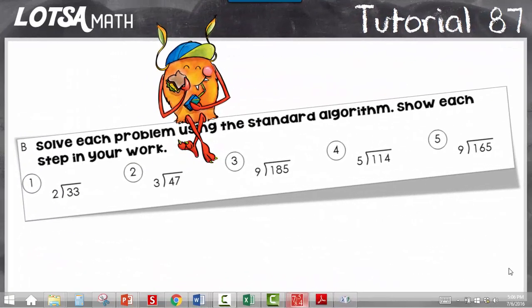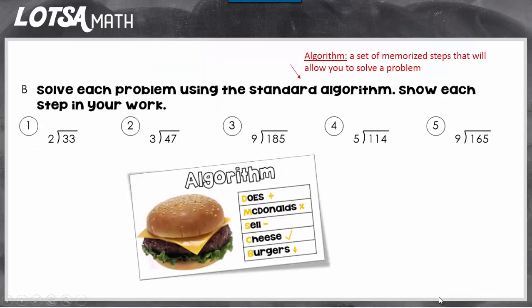For these questions, you're going to solve each problem using the standard algorithm. An algorithm is just a set of memorized steps that will allow you to solve a problem. And this is the algorithm for long division.